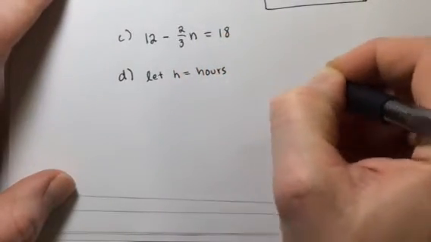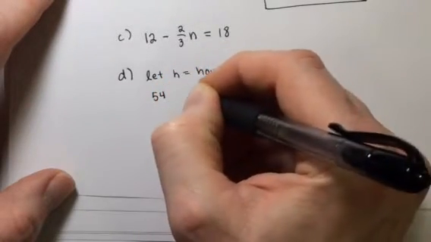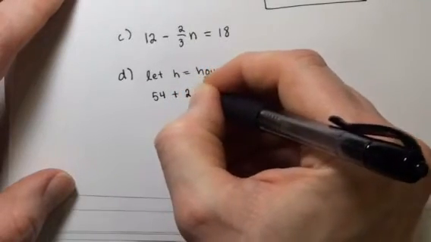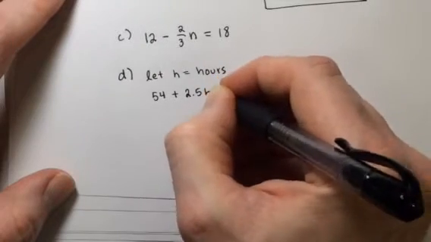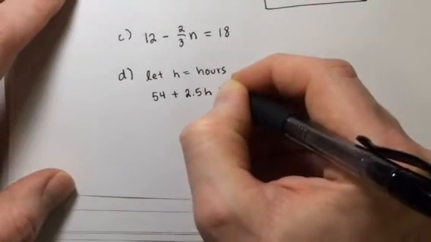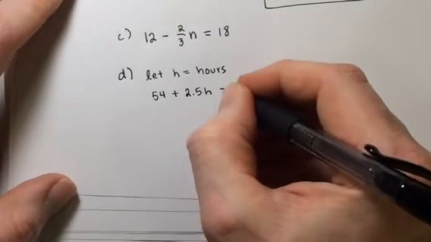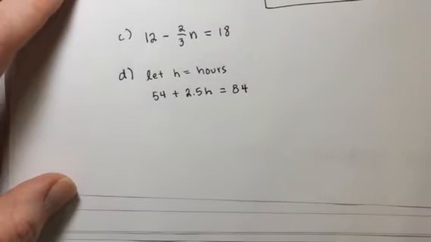All right, so we know that currently it's 54. So 54, and then it's going to rise. So we need to add to that 2.5 for each hour. Well, we know each means multiply, so 2.5 times H. And we want to know when it is going to equal 84. All right, so there's our equation.